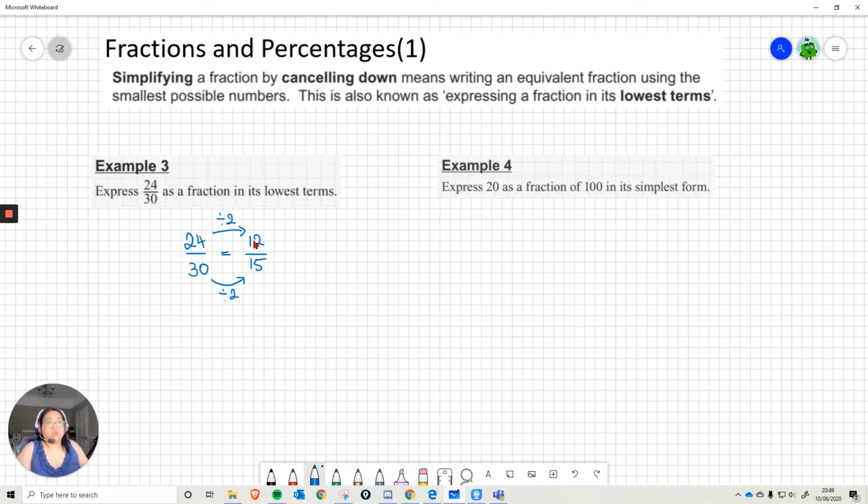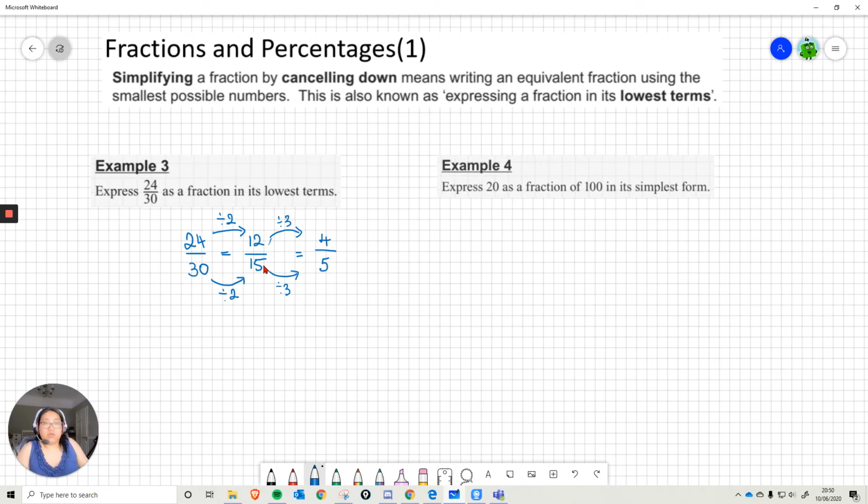Now I know 3 is a factor of 12: 3 times 4 makes 12. So the next thing is thinking, does 3 go into 15? And it does. So that's what I'm going to do to this fraction now. I'm going to divide both the numerator and the denominator by 3. So now I'll have 12 divided by 3, which is 4, and 15 divided by 3, which is 5.